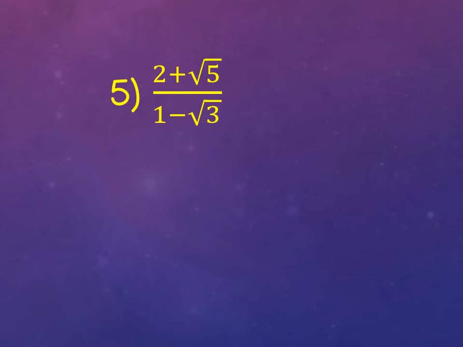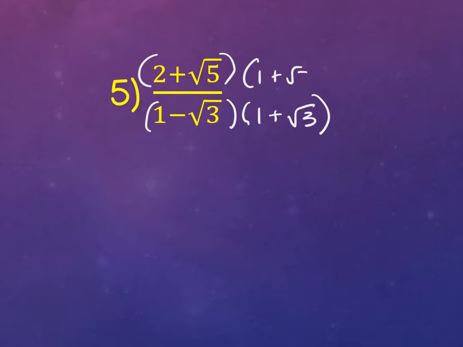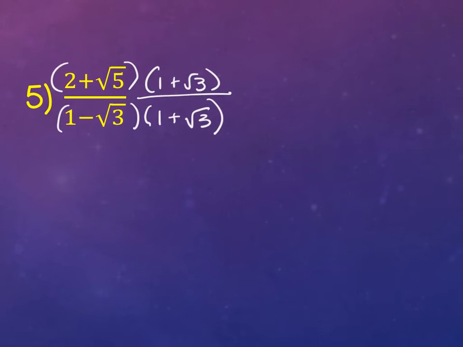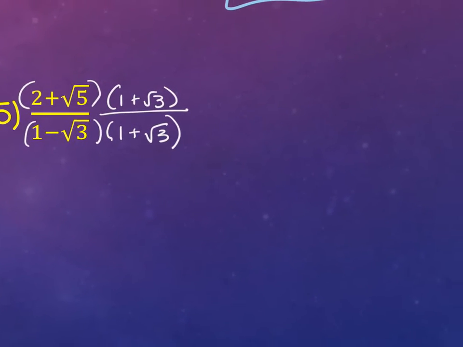For 5, we've got a square root in the denominator, and it's an expression this time, which means I have to multiply by the opposite of that expression. I keep the terms the same, so 1 and root 3 stay the same, but I put a plus this time instead of a minus. And I multiply both the top and the bottom by that. So now I've got to FOIL out, remember these are the long ones. I have to FOIL out the top and the bottom.